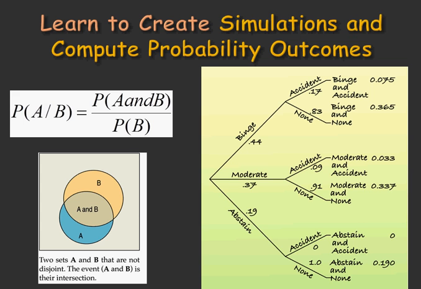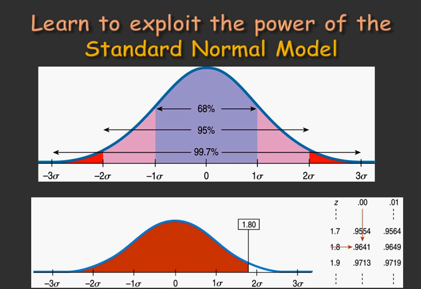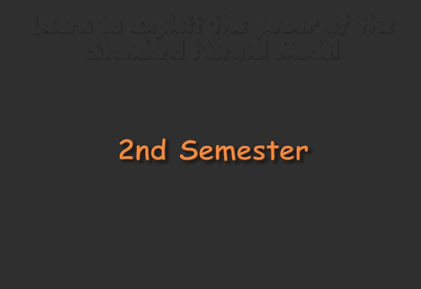So we make a lot of pictures when we do probability problems. The last thing that we learn is how to use the standard normal model to do probability calculations, or to represent data that's symmetric. So that's the end of first semester.